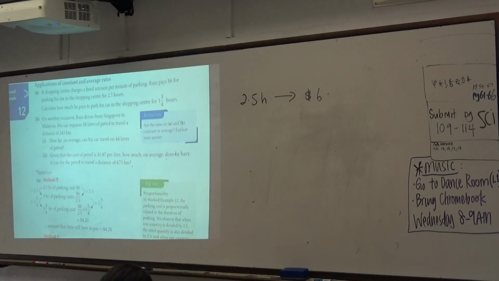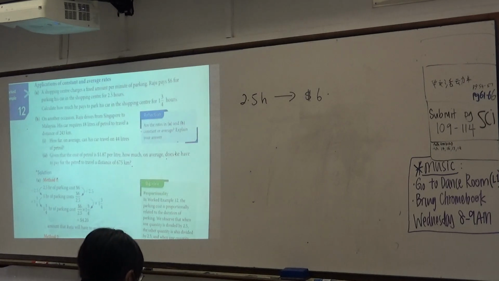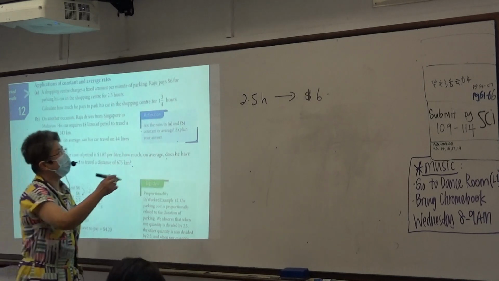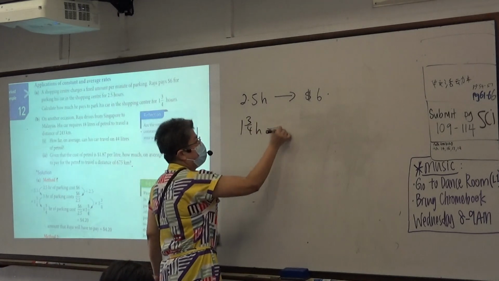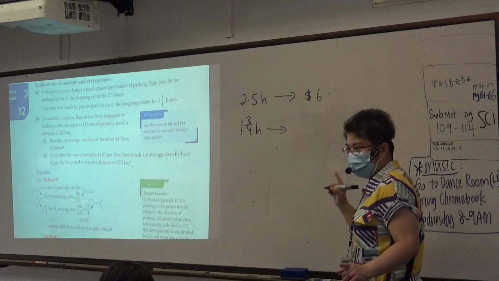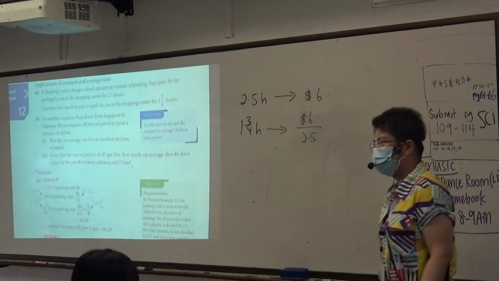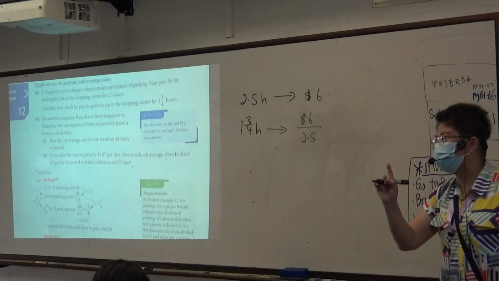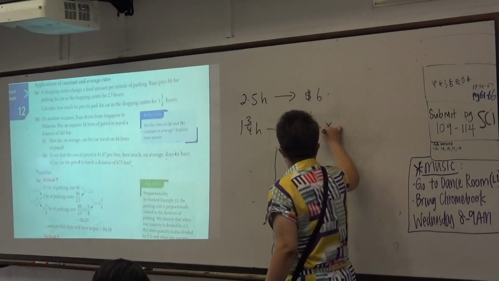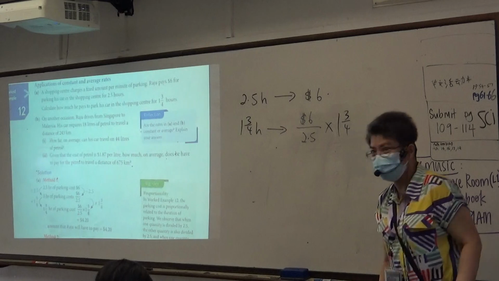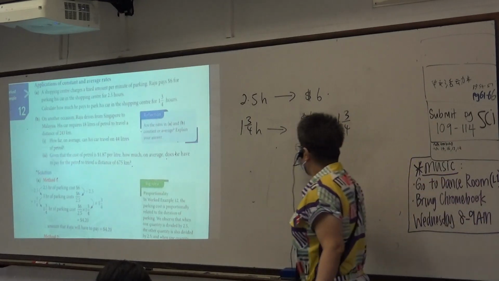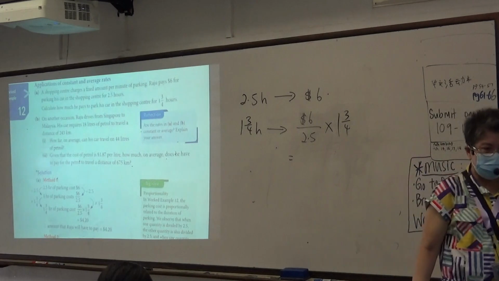The shopping center charges a fixed amount per minute of parking. Raju pays $6 for parking his car in the shopping center for 2.5 hours. Calculate how much he pays to park his car for 1¾ hours. Now I'm going to teach you this. Get your calculator ready. I will have 6 divided by 2.5. Can you tell me what 6 divided by 2.5 represents? 1 hour. Then I multiply by 1¾, right? I'll get the amount back. All of you multiply for me, those with the calculator, please multiply for me.